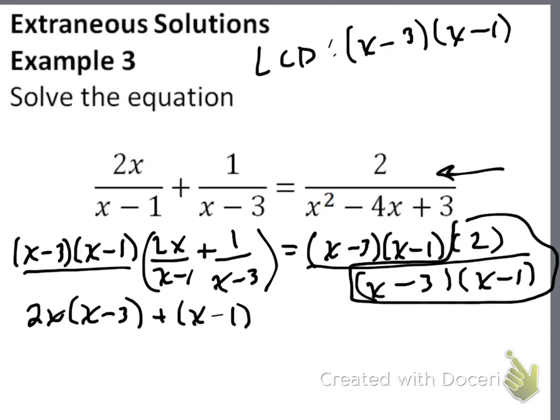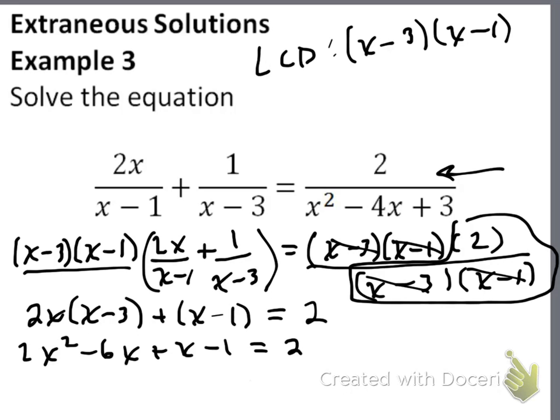Alright, and this is going to equal, well, my x minus 3's cancel, my x minus 1's cancel, so 2 is the only thing that's left. Alright, distribute the 2x, so I have 2x squared minus 6x plus x minus 1 equaling 2. Alright, so let's subtract 2 from both sides, get it on the same side of the equal sign, so minus 2 equaling 0. Alright, so I have 2x squared and a negative 5x minus 3 equaling 0.